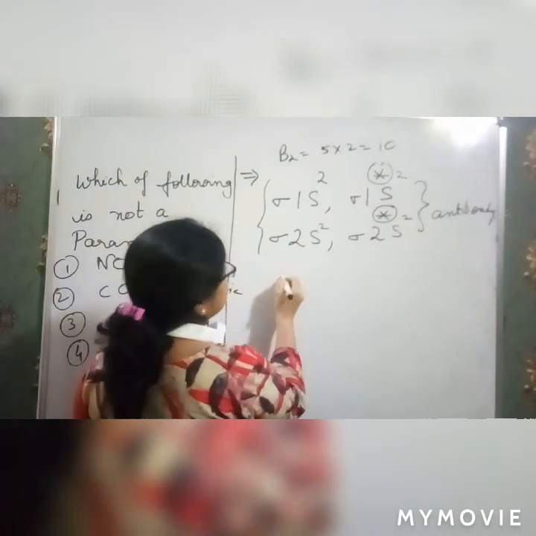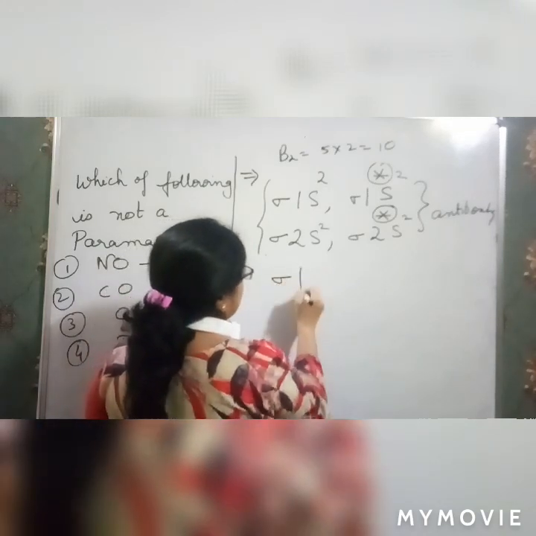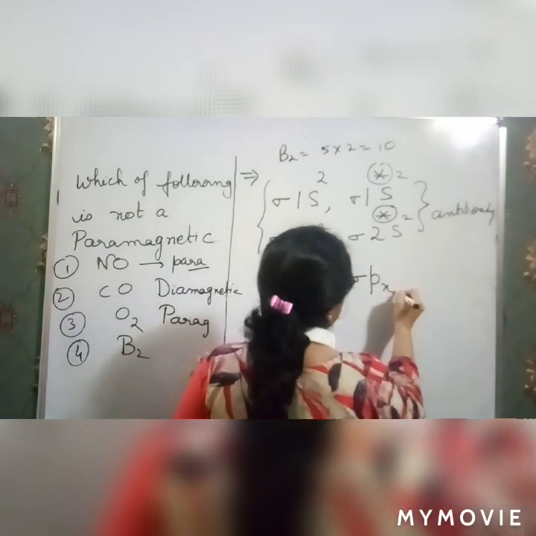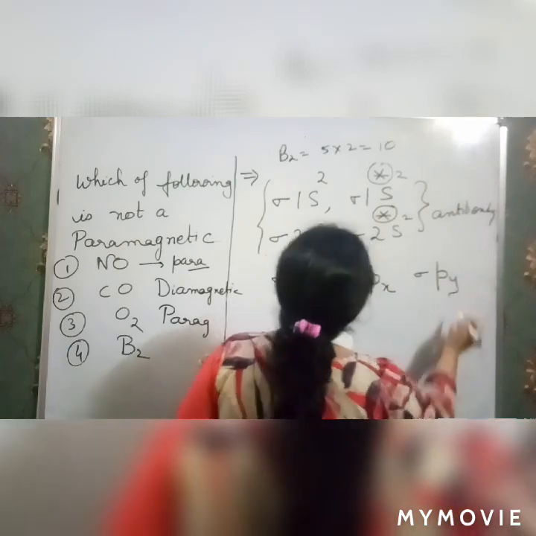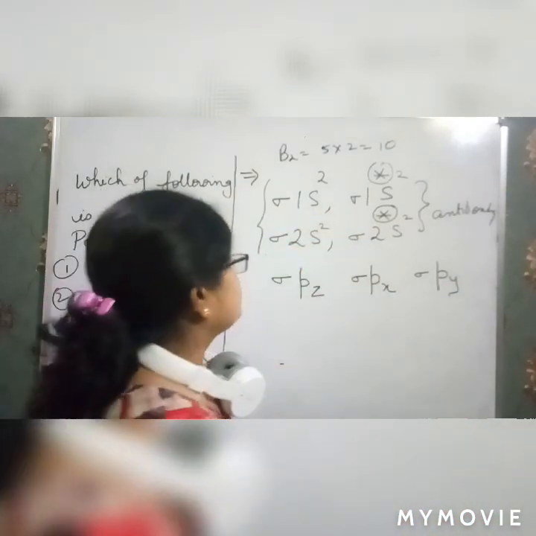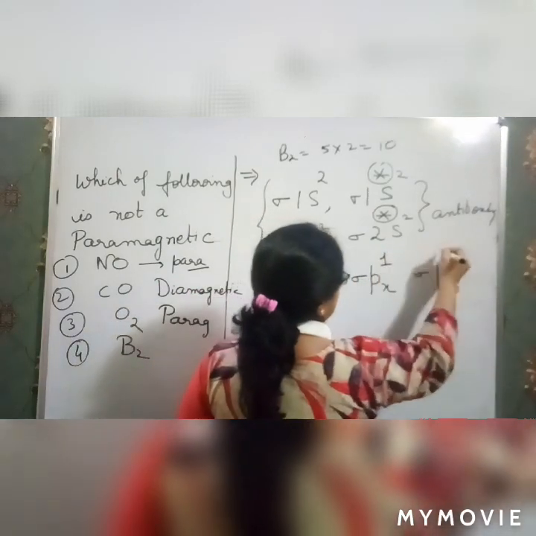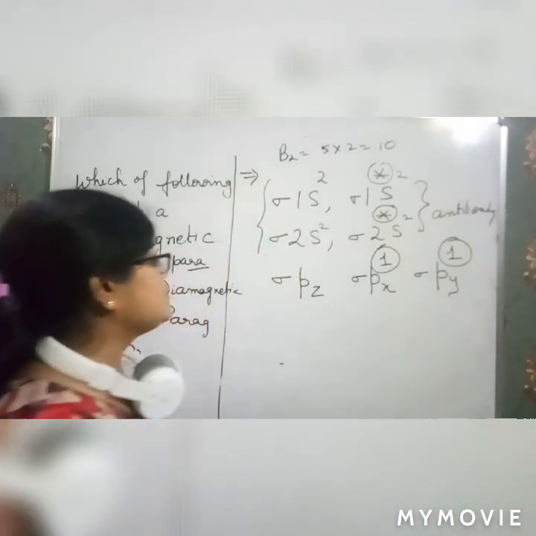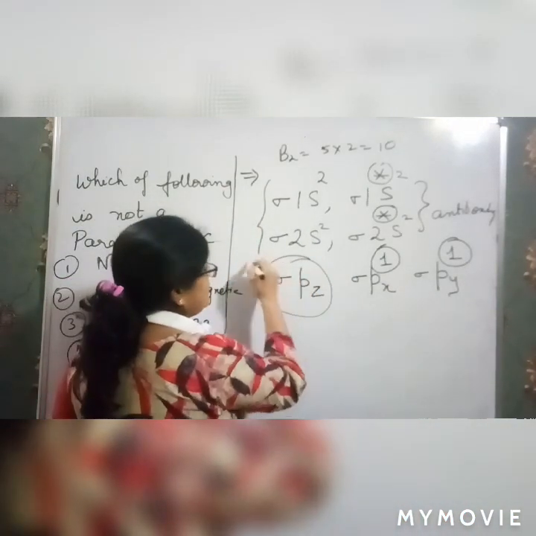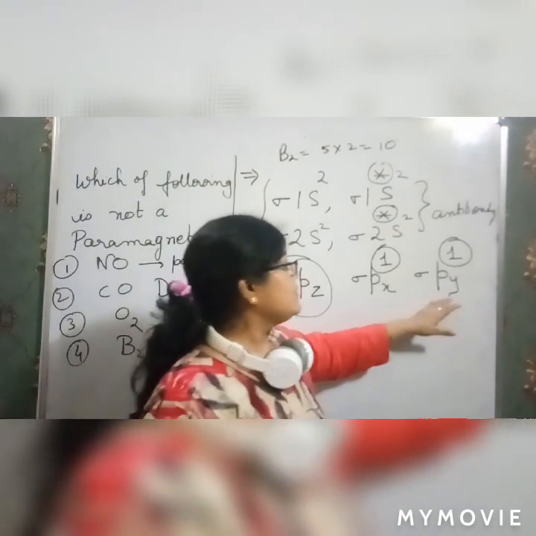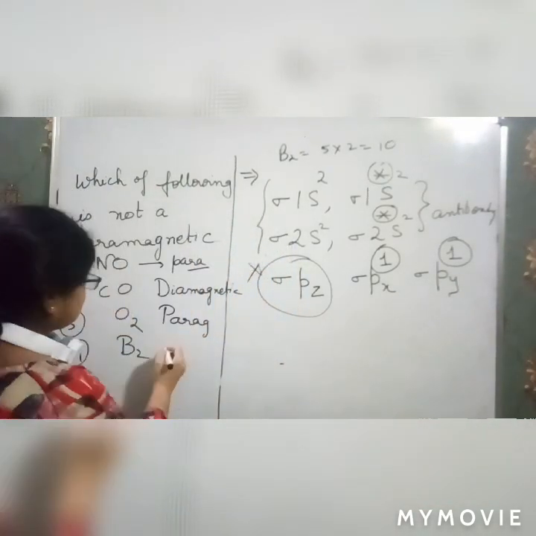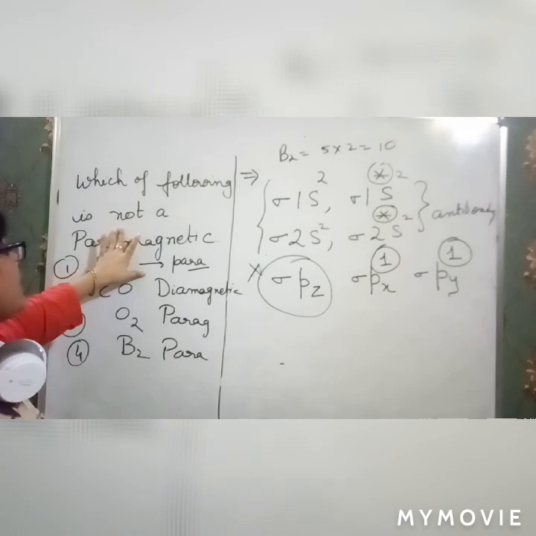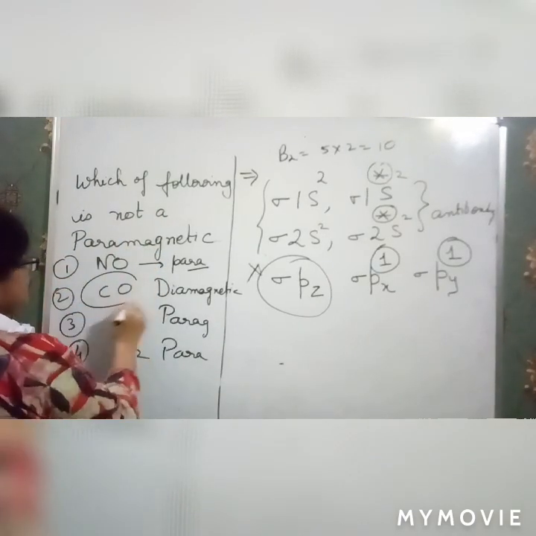So firstly we fill sigma p z, then pi p x, pi p y. Okay, 2, 4, 6, 8. So firstly it goes in x, then in y. So again we have two unpaired electrons, because it is filled afterwards; firstly we fill this one. Okay. So this is also paramagnetic. Clear? So in this case, the one which is not paramagnetic is CO.